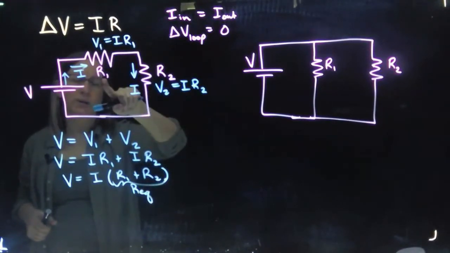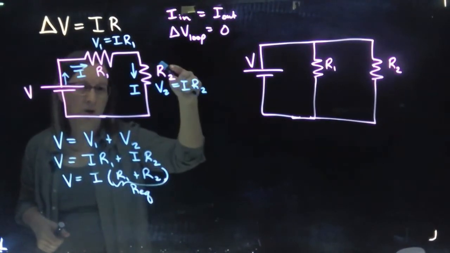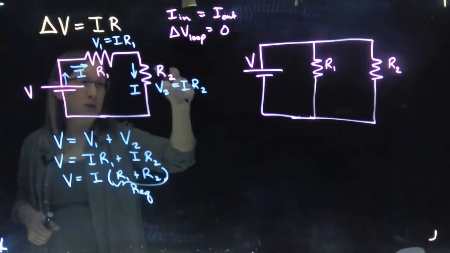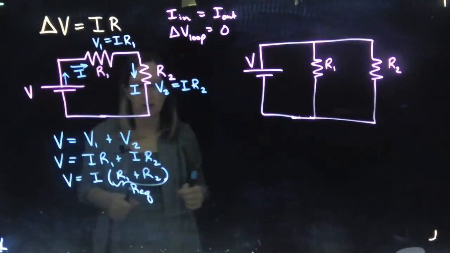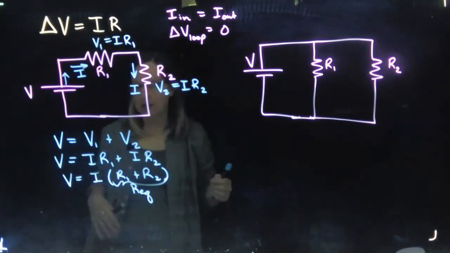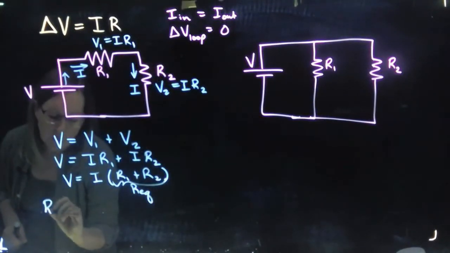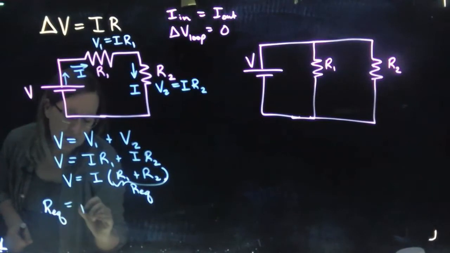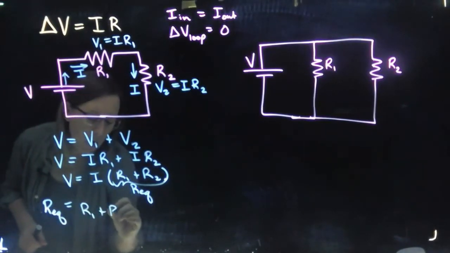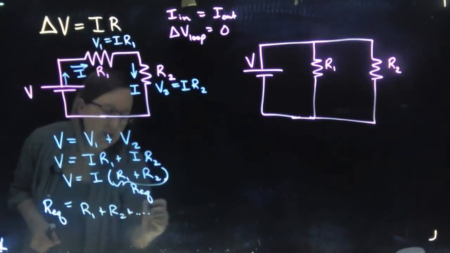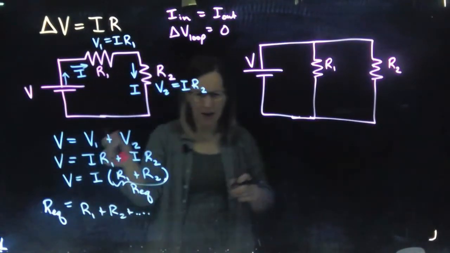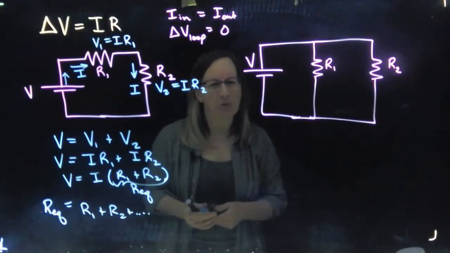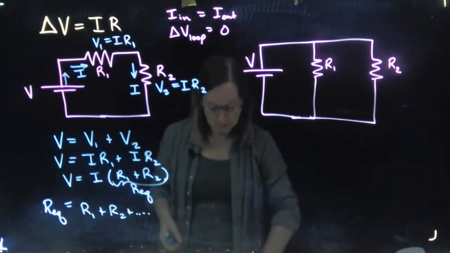Okay, so this equivalent resistance is the sum of the two. So if this one is 10 ohms and this one is 200 ohms, then this would be 210 ohms. You could replace it with that kind of resistor. So for resistors in series, the equivalent resistance is just the sum of all the resistors that are in series. So that's pretty straightforward. And that should look something like what we saw with the capacitor.